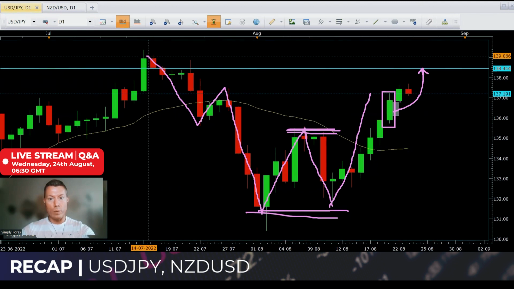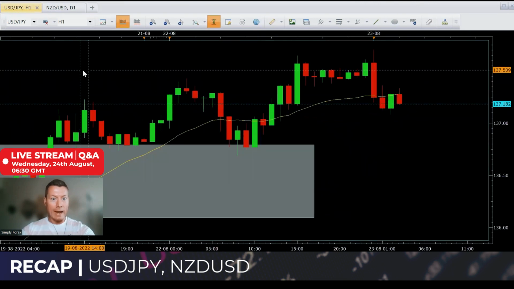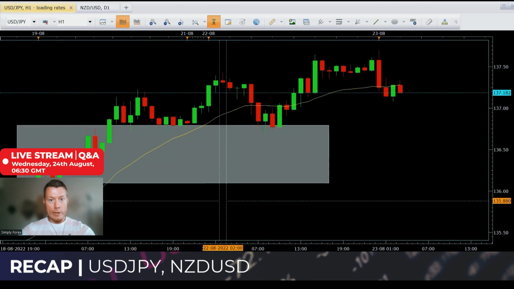As you can see, it went in the direction. It hasn't quite hit our higher time frame target yet, but we still had another green candle yesterday, so expect it to carry on. So let's look at H1 now to see if and how we could trade this pair, and we could.